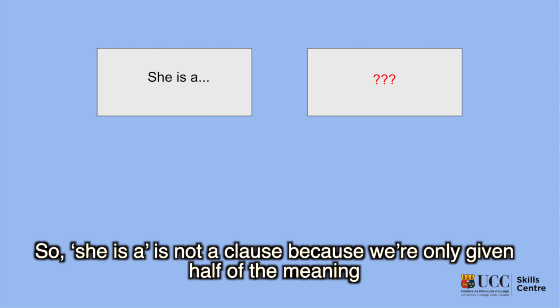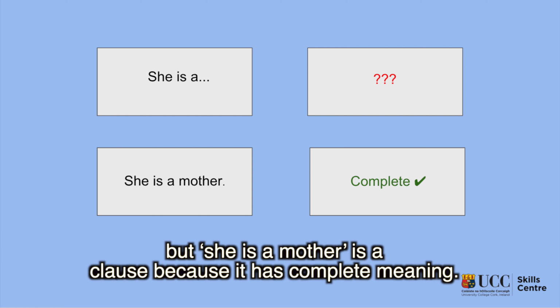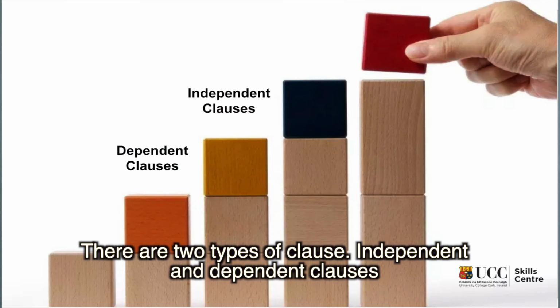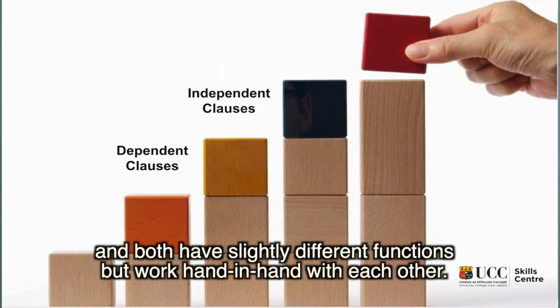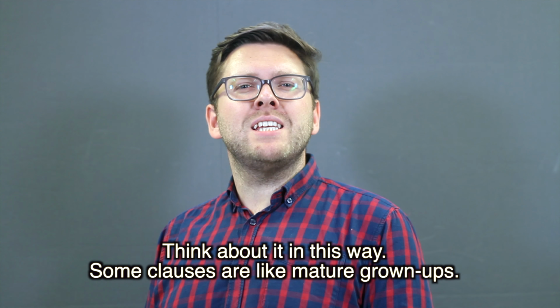So, "she is a" is not a clause, because we're only given half of the meaning. But "she is a mother" is a clause, because it has complete meaning. There are two types of clause, independent and dependent clauses, and both have slightly different functions, but work hand in hand with each other. Think about it in this way.